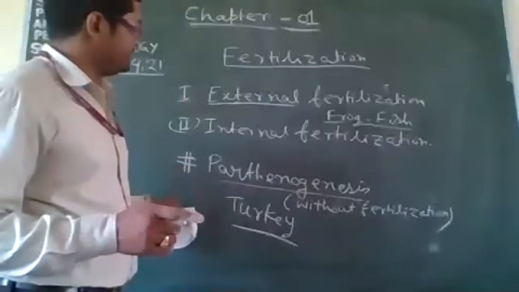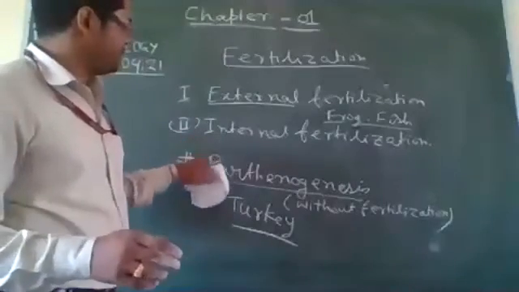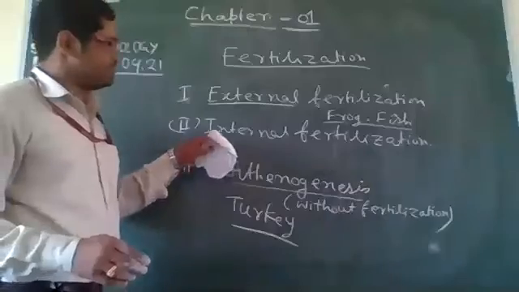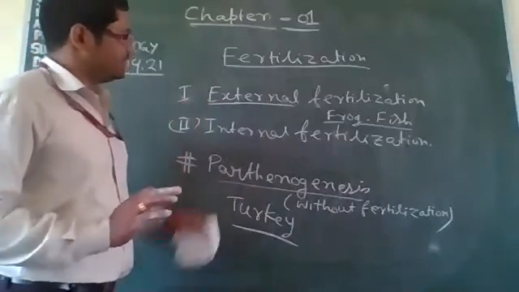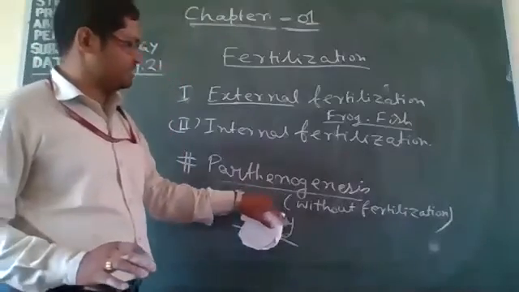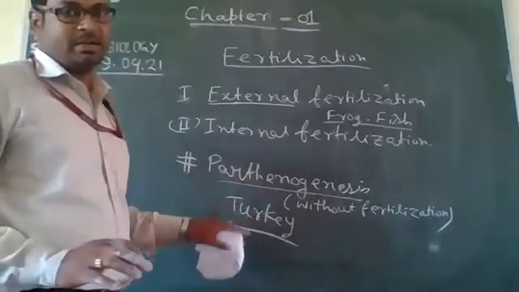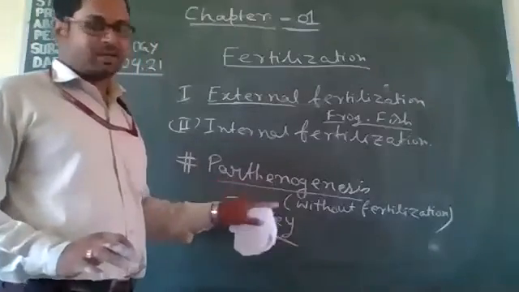So, meaning of fertilization, types of fertilization, now external and internal. Meaning of fertilization: fusion between male gamete and female gamete is known as fertilization. And after fertilization, formation of zygote. Exceptional case, parthenogenesis, without fertilization. When a new organism is developed without fertilization, it is known as parthenogenesis.